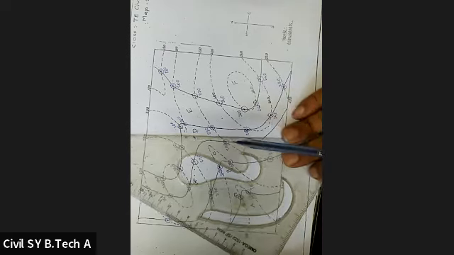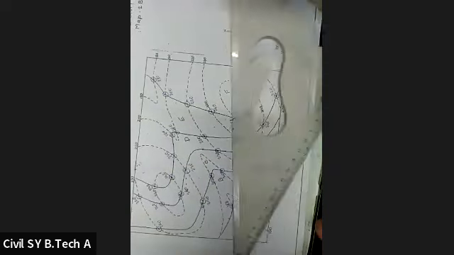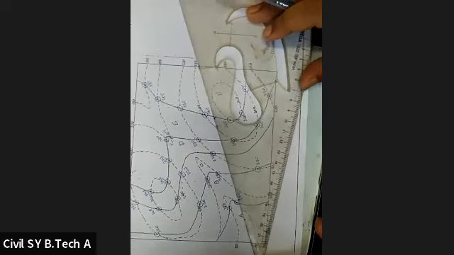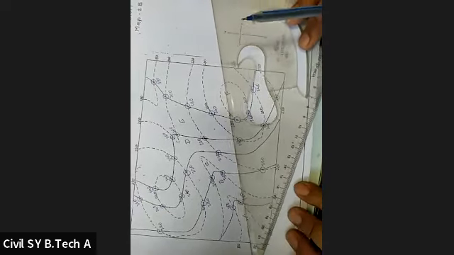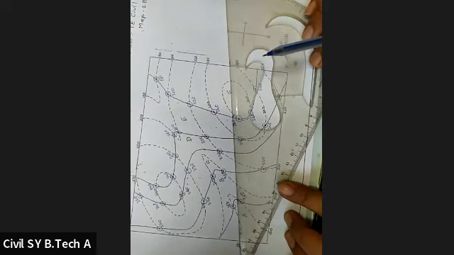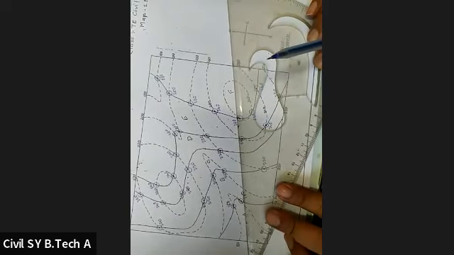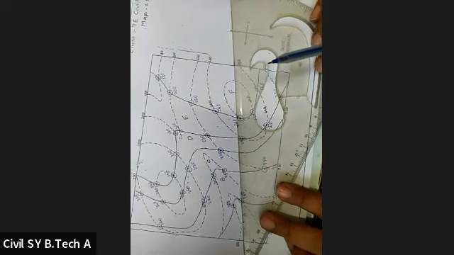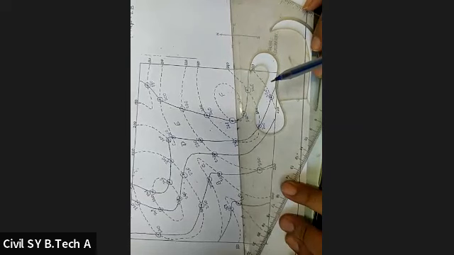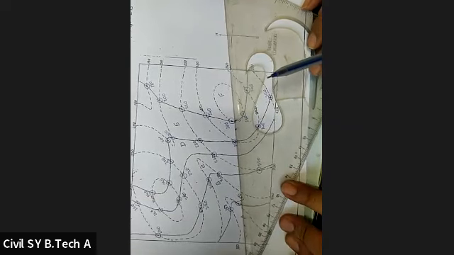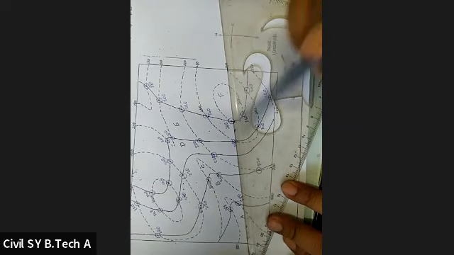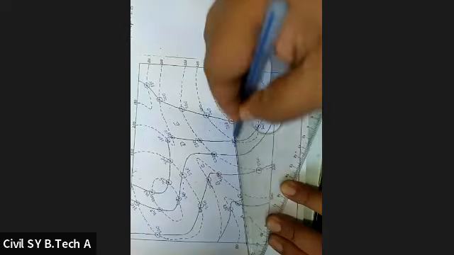So keep in mind that we have to choose the xy line such that it passes through the maximum points of bedding planes and contour lines. Okay, our x and y should pass through the maximum bedding planes and contours, we should take this precaution. Okay, so just I will draw the x and y in this direction.